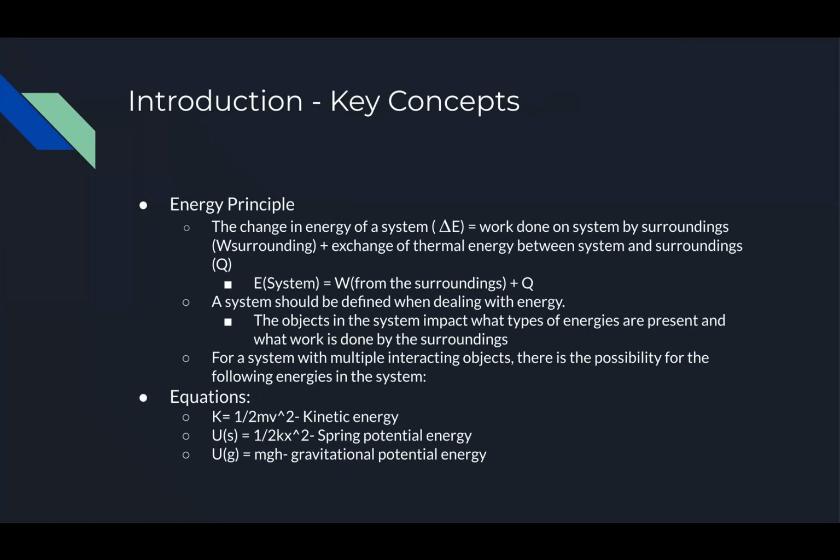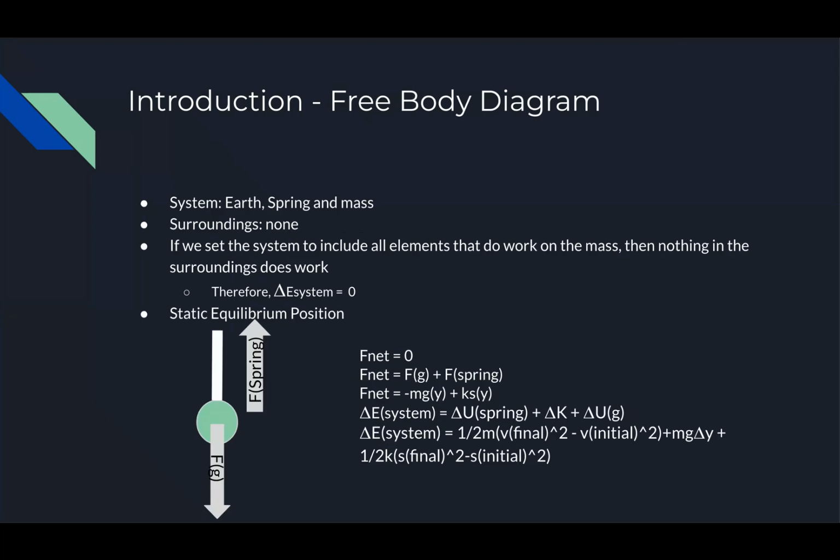A system should be defined when dealing with energy because that affects the energies that are present. For a system with multiple interacting objects, there's a possibility for the following energies in the system: kinetic energy, spring potential energy, and gravitational potential energy. The system is the Earth, spring, and mass, with nothing in the surroundings.